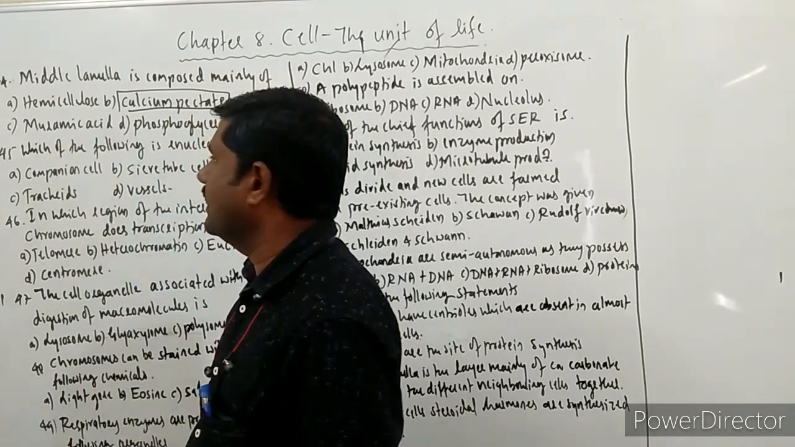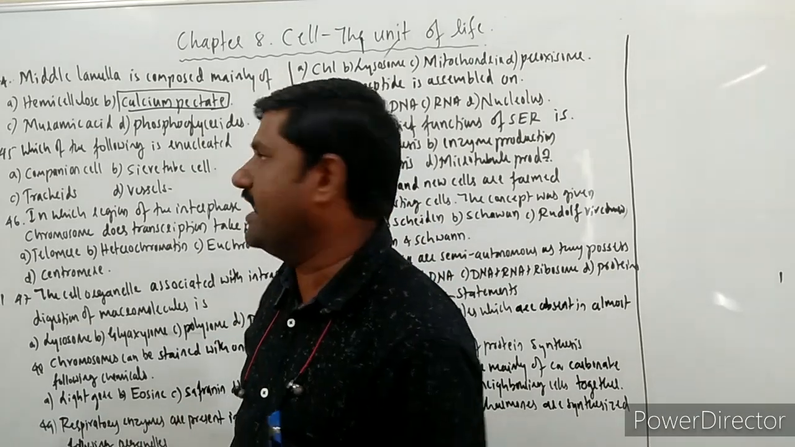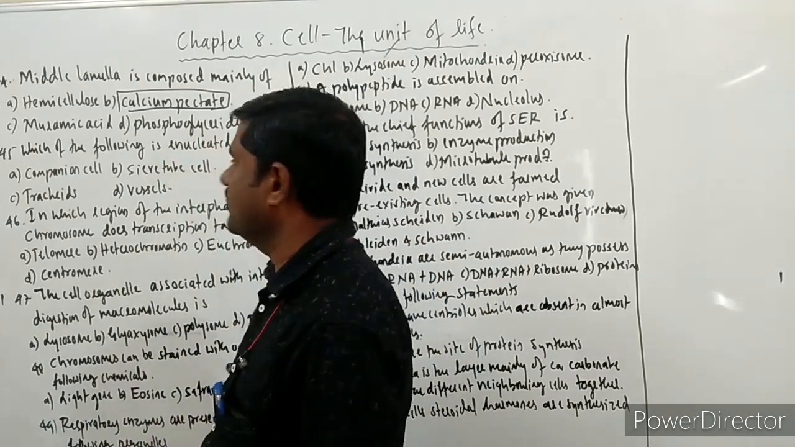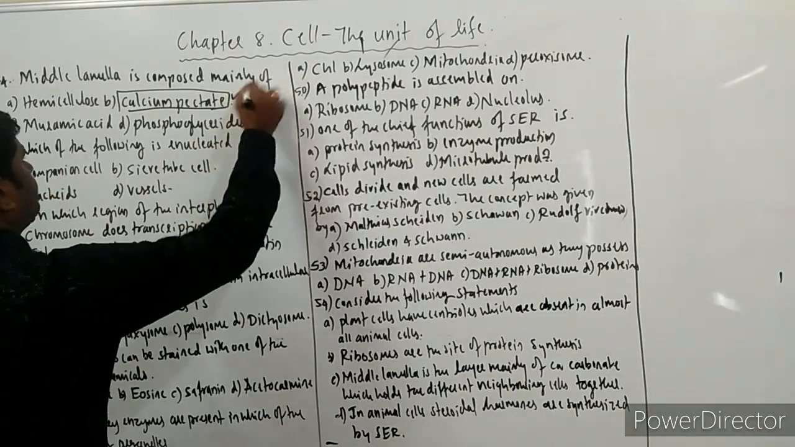Next one is muramic acid. Murein itself is the component of the cell wall of bacteria, and phosphoglycerides are not, right? So then the correct answer is calcium pectate.